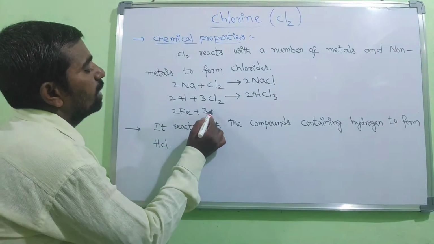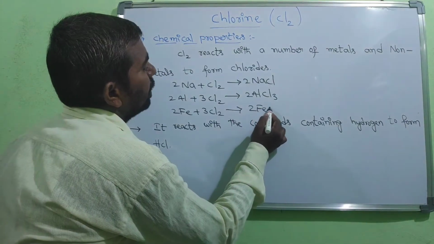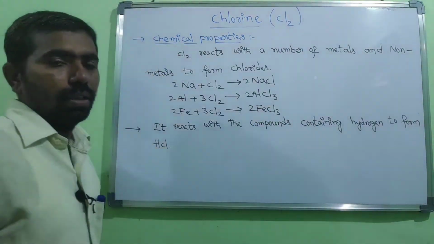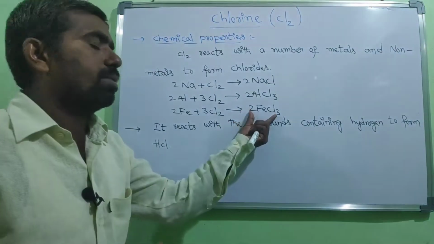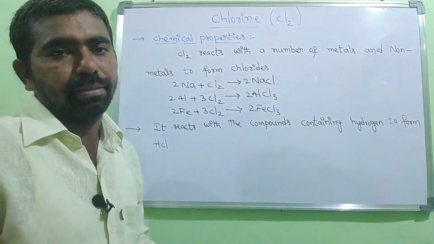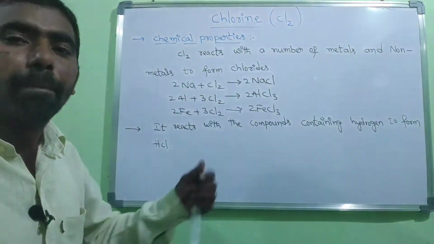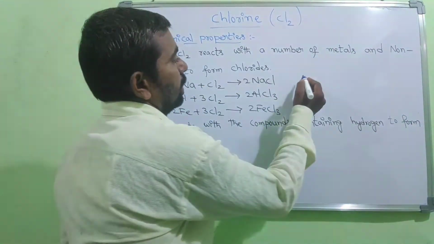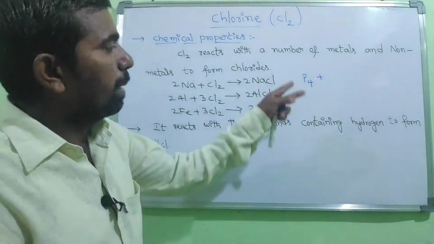2Fe plus 3Cl2 gives 2FeCl3. With the iron, chlorine forms ferric chloride. That is about the reaction of chlorine with the metals. And I am writing with non-metals also.